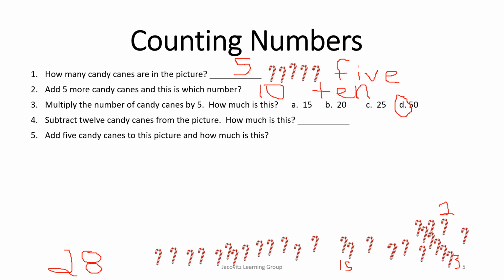So let's try it from the side. 1, 2, 3, 4, 5, 6, 7, 8, 9, 10, 11, 12, 13, 14, 15, 16, 17, 18, 19, 20, 21, 22, 23, 24, 25, 26, 27, 28. So your math is going to look like this. 28 minus 12.